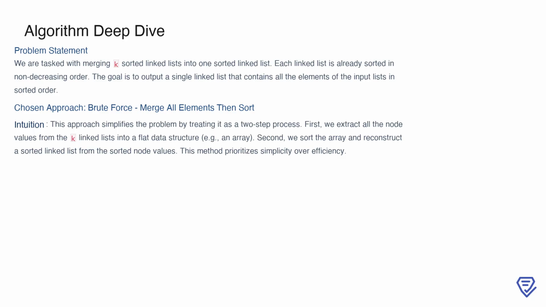In this problem, we are given multiple sorted linked lists, and the task is to merge all these lists into one single sorted linked list. Each individual linked list is already sorted in non-decreasing order, so our goal is to combine all their elements into a single list that preserves this order.